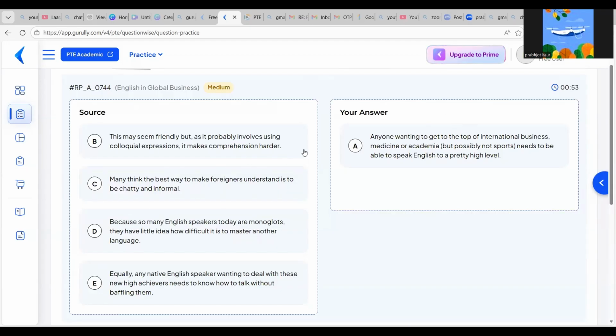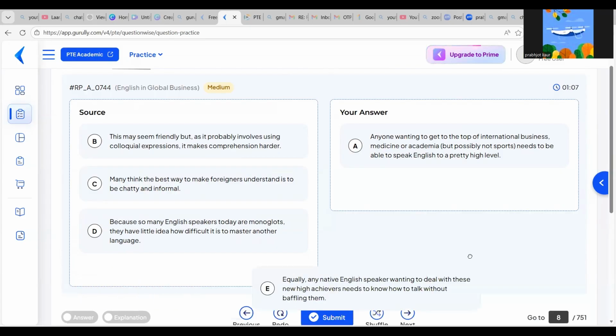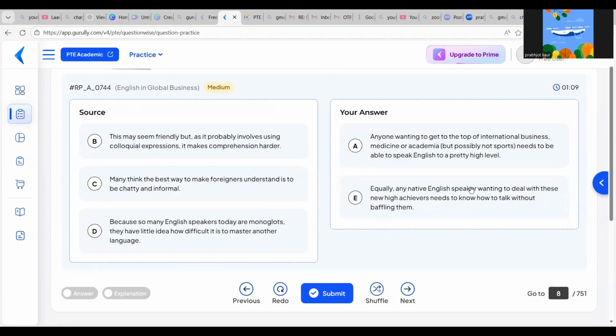After that, any native English speaker who wanted to deal with these new high achievers needed to know how to talk without baffling them. So high-level English, here is the main topic. They want to learn a high level of English. Why? Because they need to know how to talk without baffling them. So this makes sense.